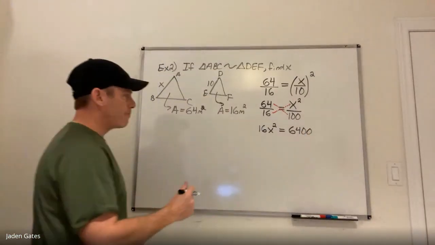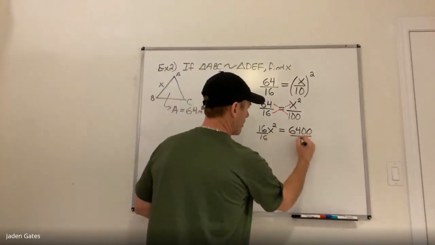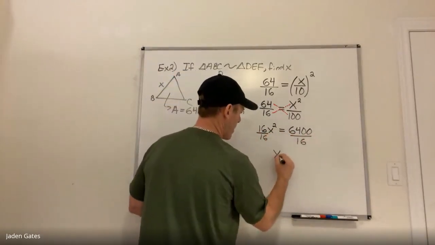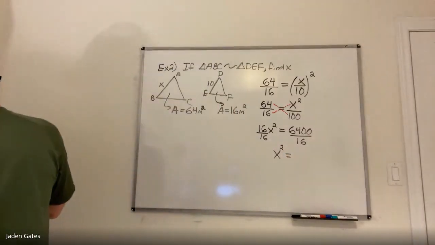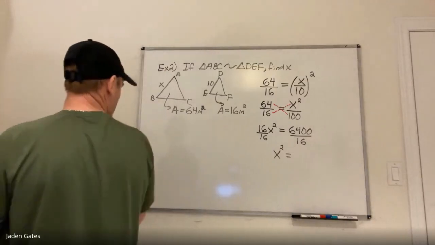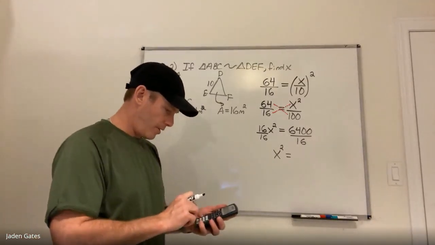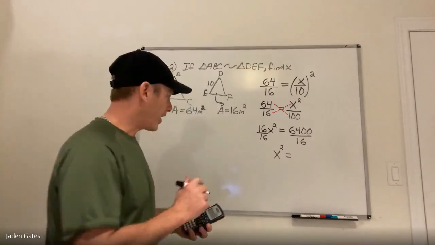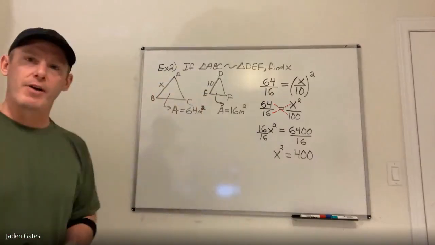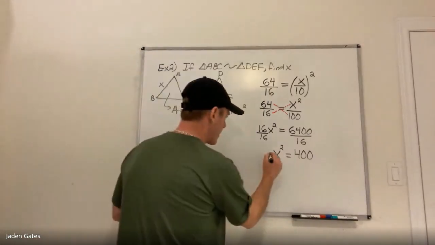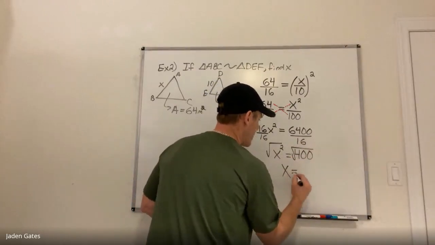Now I'm going to divide both sides, because I want to get x by itself here. I'm going to divide both sides by 16. And so now I have x squared is equal to, well, I'm going to use my calculator here, 6,400 divided by 16. I get 400. And then, of course, when I have x squared, I take the square root of both sides. I take the square root of 400.